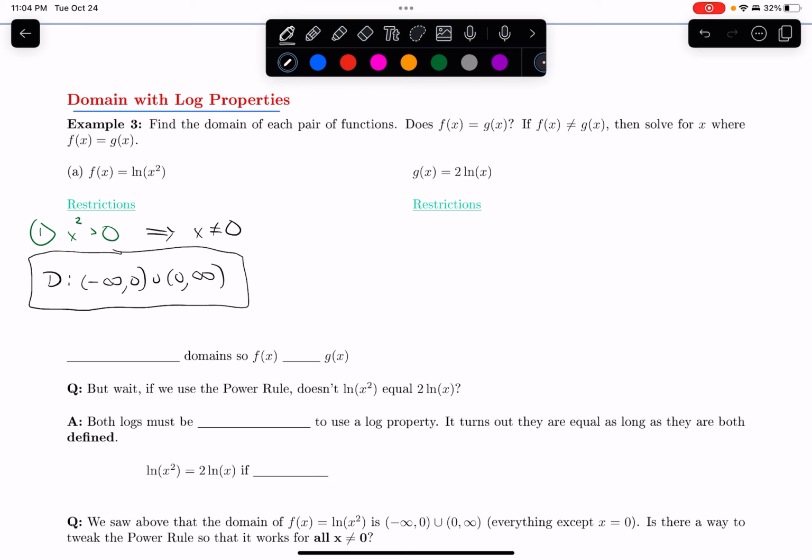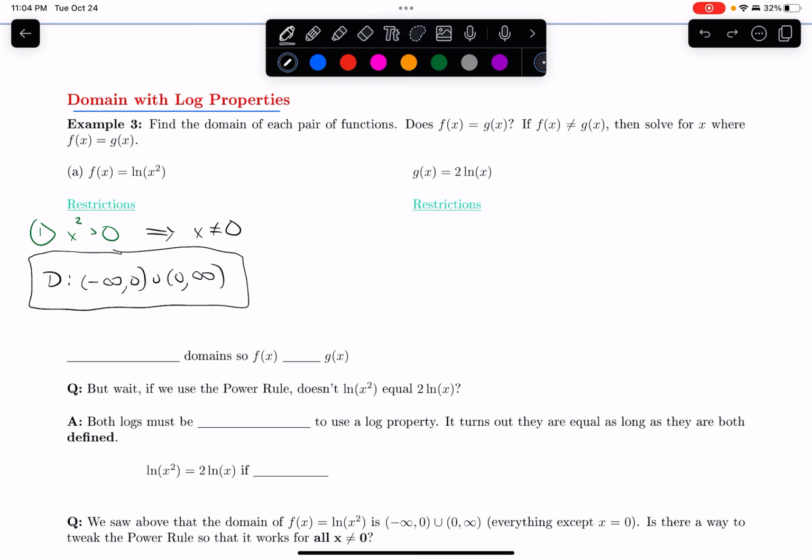Okay, and now let's compare that to this function g of x, which is 2 times ln of x. Because at first glance, it looks like they should be the same. If I use the power rule on this and move the 2 to the front, it seems like that just becomes 2 ln of x. But let's see if that checks out when I find their domains. Will they have the same domain?